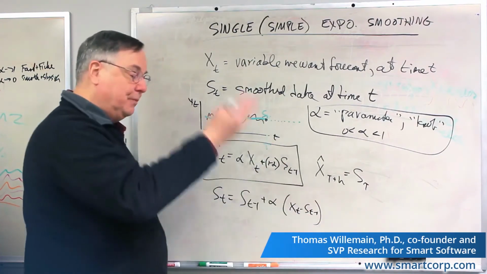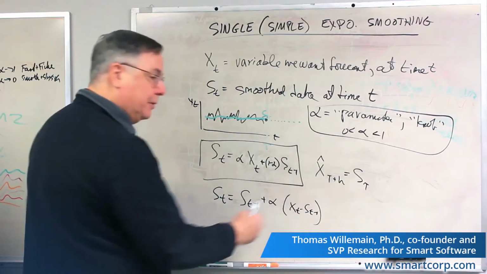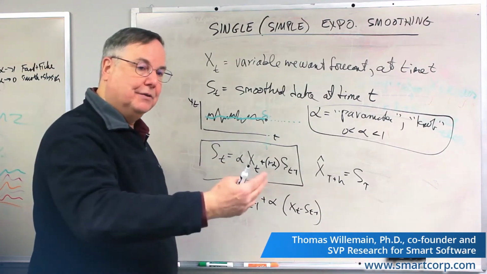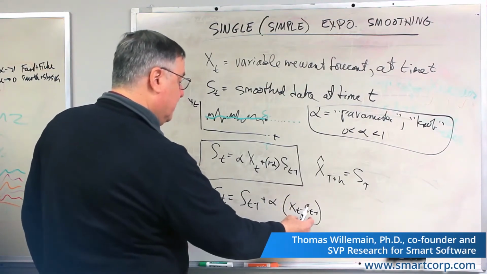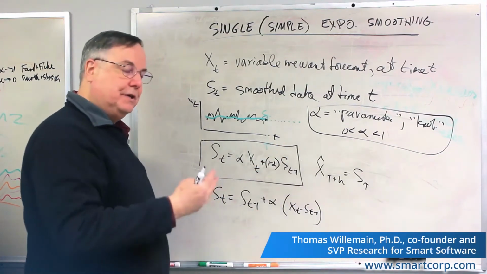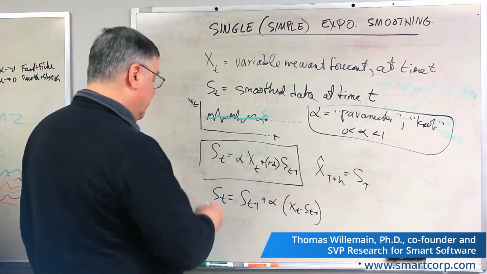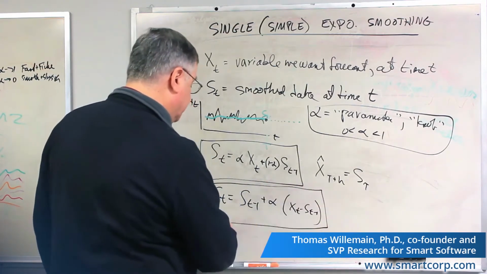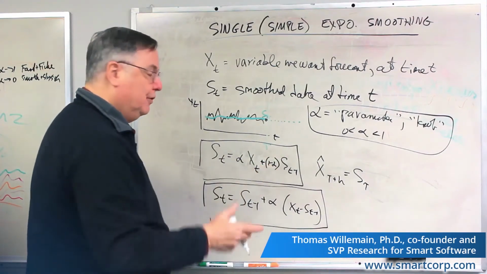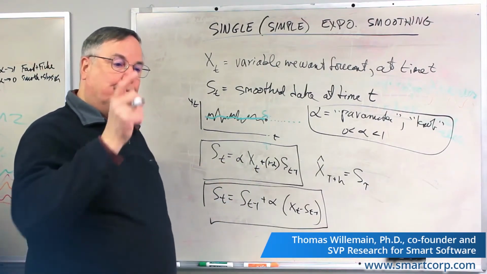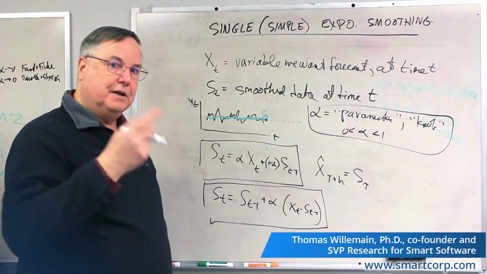So if the data come in surprisingly high, this will be a positive number. We'll add some fraction of it. We won't overreact and go directly to replacing S with X. We make a little adjustment up if the newest data point was up. Or if the newest one were low, then this would be an adjustment down. So this is another way to think about the way exponential smoothing works. But in both cases, we're always doing a kind of combination of what we thought was happening, where the middle was, and then adjustments as new data come in.